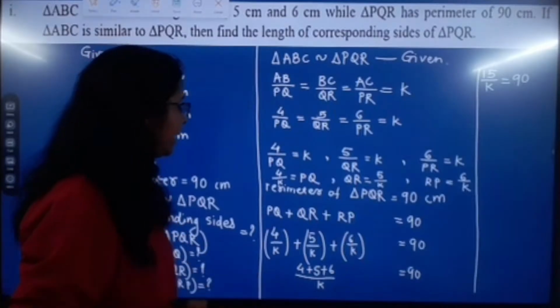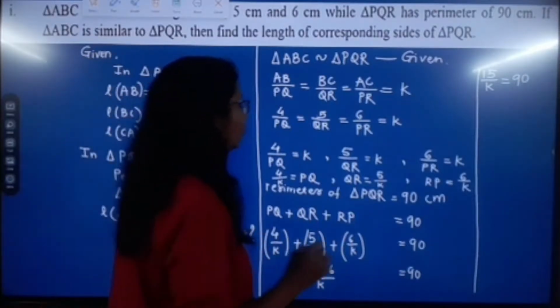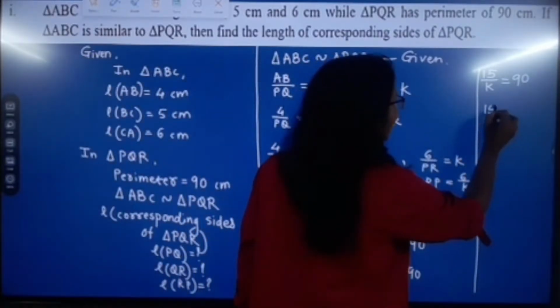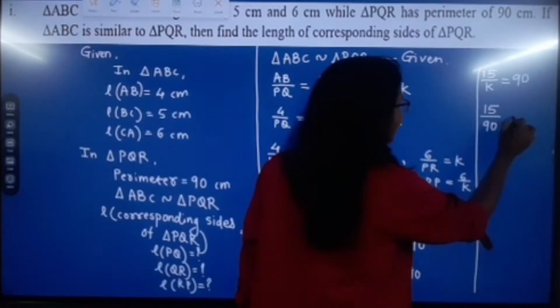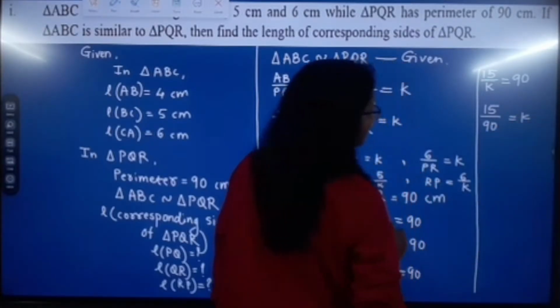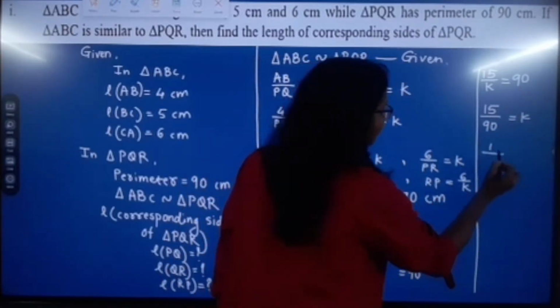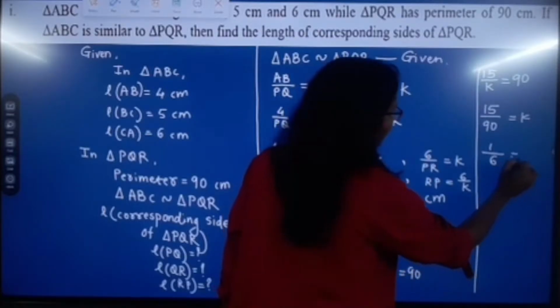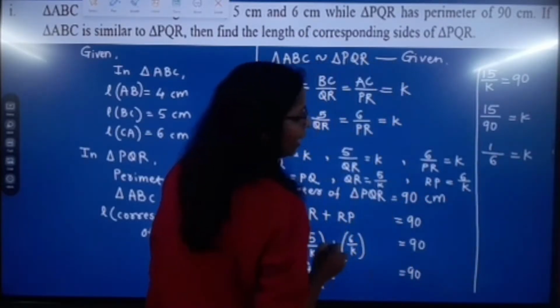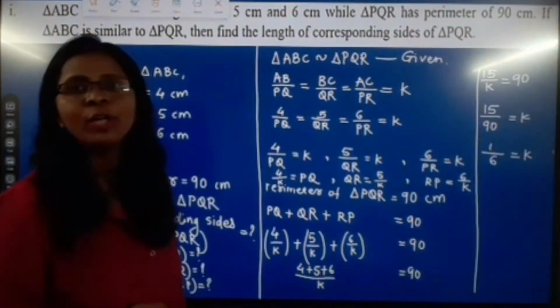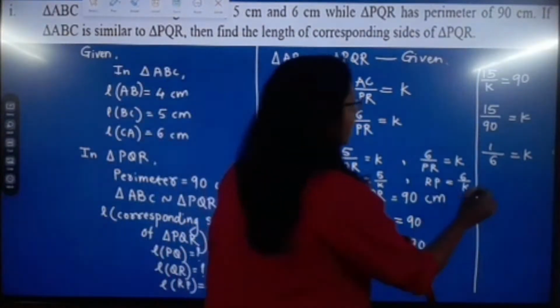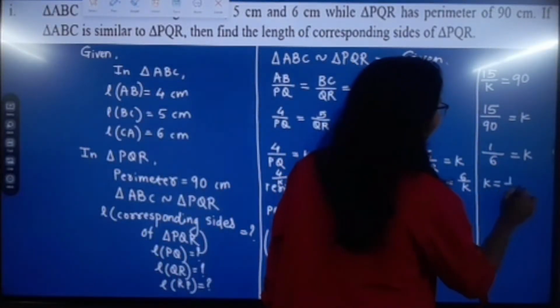Okay students, then here we will solve this. 15 upon 90 is equal to K. Here 15 ones are 15, 15 sixes are 90. So K here, students. Okay. So here K is equal to 1 by 6. Okay. K is equal to 1 by 6.